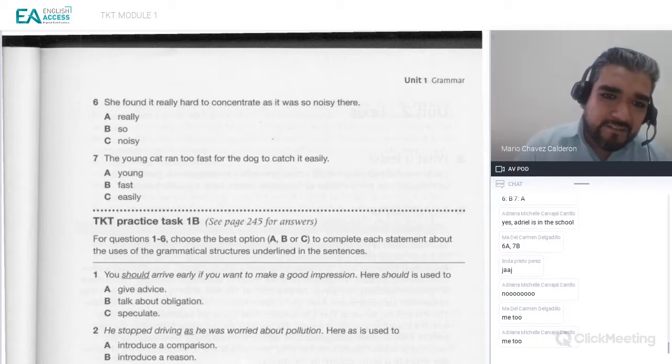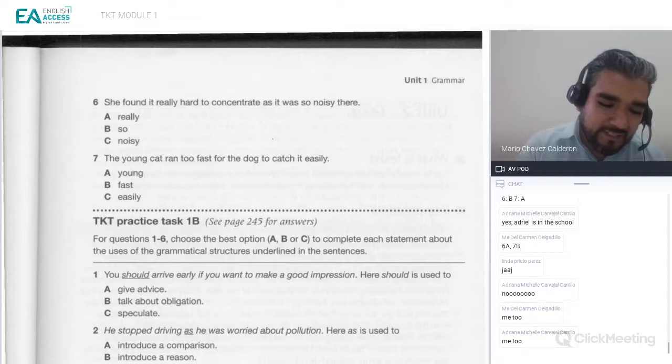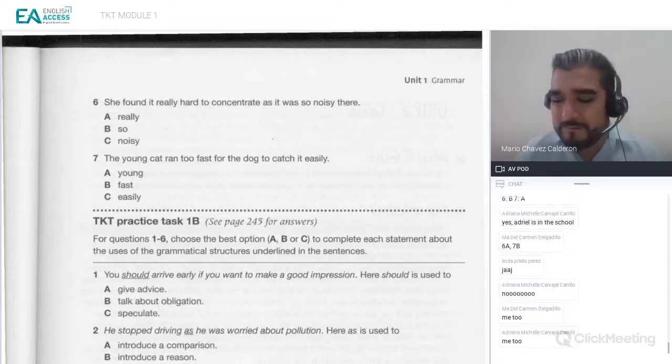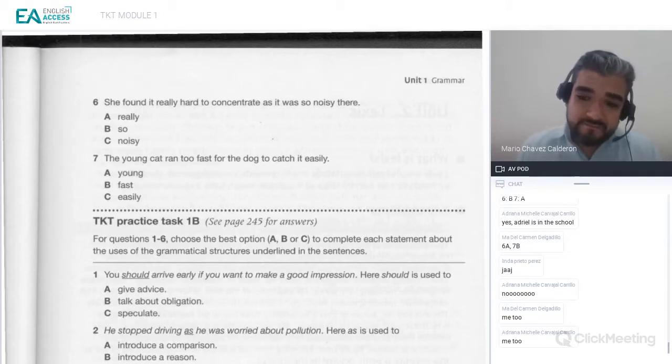So the answer is C, ladies, because "really" and "so" are adverbs. Really is describing hard, it is an adverb of degree. So is describing noisy, it is an adverb of degree. Noisy is an adjective. So the different one is noisy.